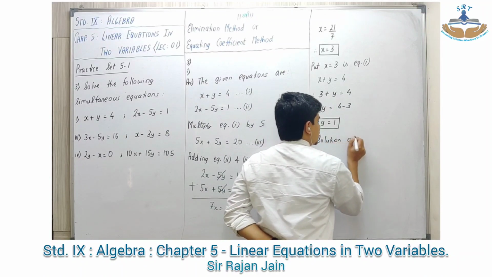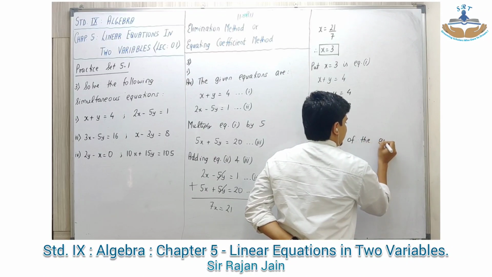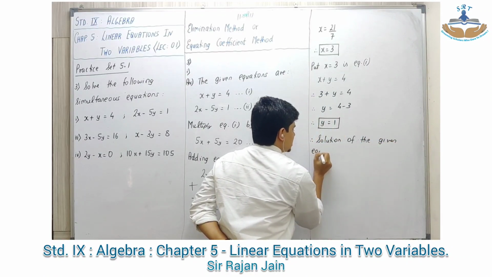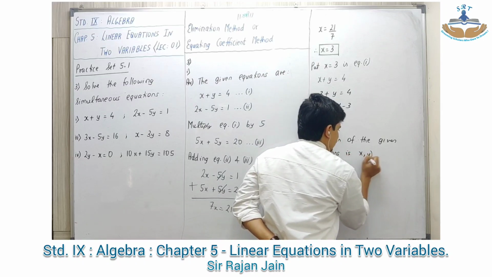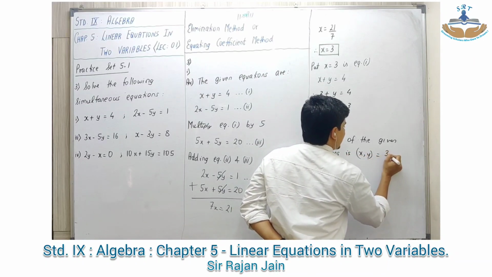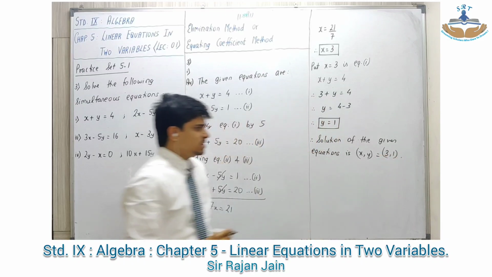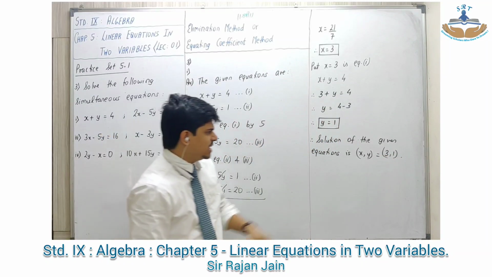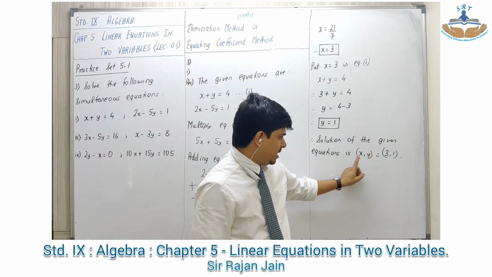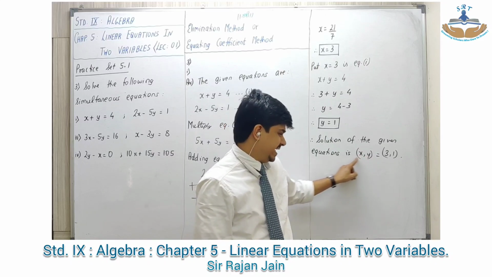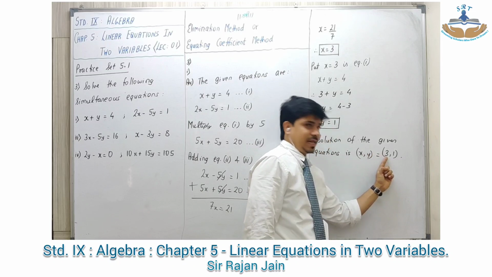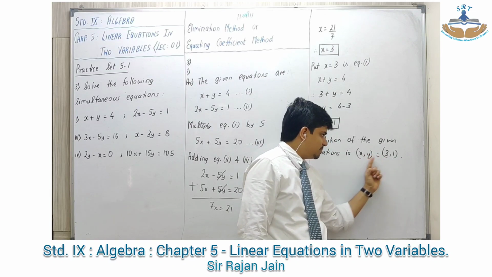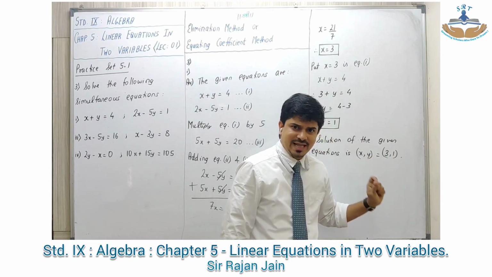Therefore, solution of the given equations is, in bracket you will write x comma y is equal to 3 comma 1. This is the way you have to write your solution. Bracket में x comma y, either x first लिखा है, write it in alphabetical order. इधर x पहले लिखा है तो इधर x का वैल्यू पहले आएगा, y बाद में लिखा है y का वैल्यू बाद में आएगा. Is that clear?